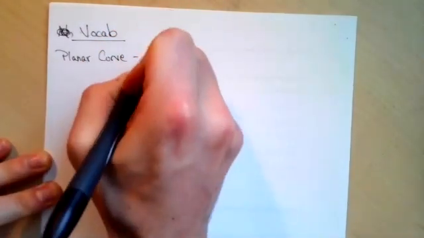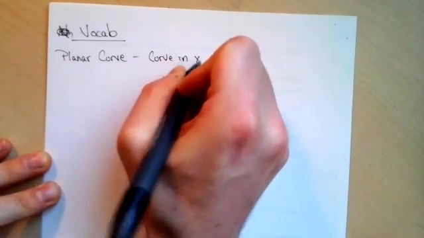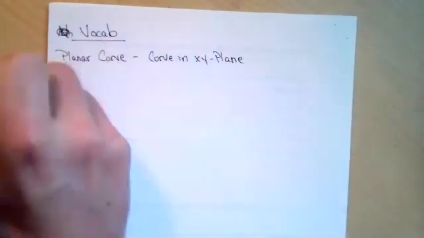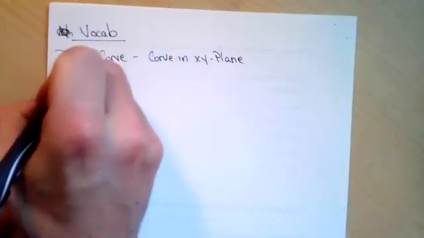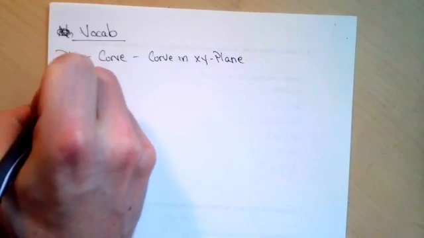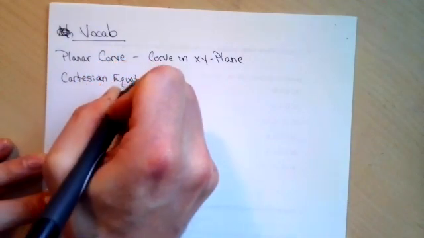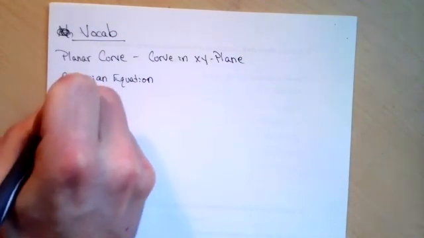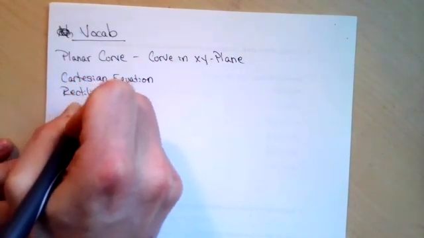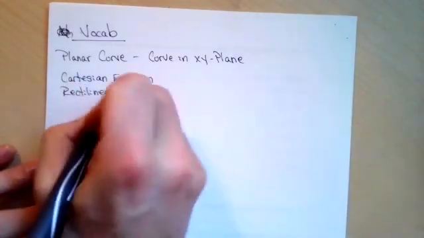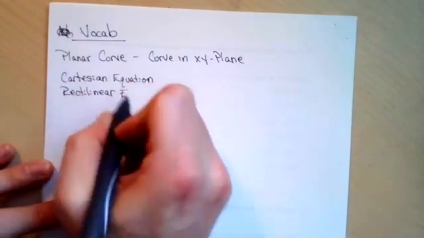So when we say the word planar curve, this just means a curve in the xy plane, in the typical Cartesian plane. And usually we will describe planar curves by describing them with a Cartesian equation. Sometimes we'll use the word rectilinear. So rectilinear, just think rectangle. And so our x and y grid is a nice rectangular grid, or square grid even, in that case.